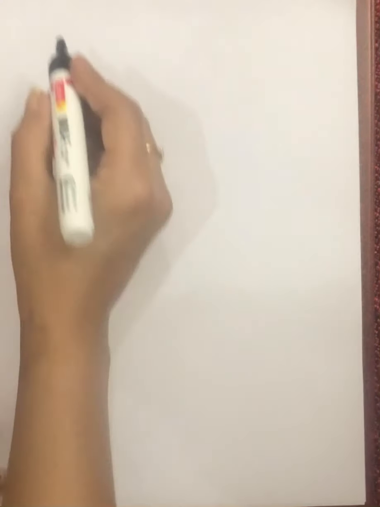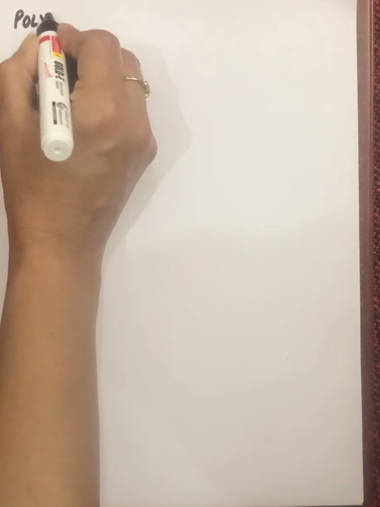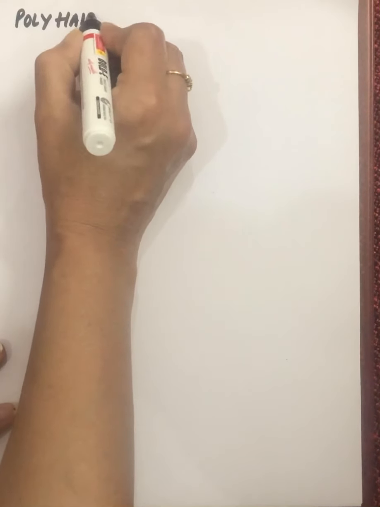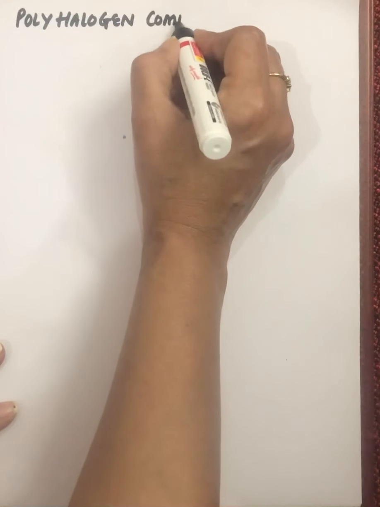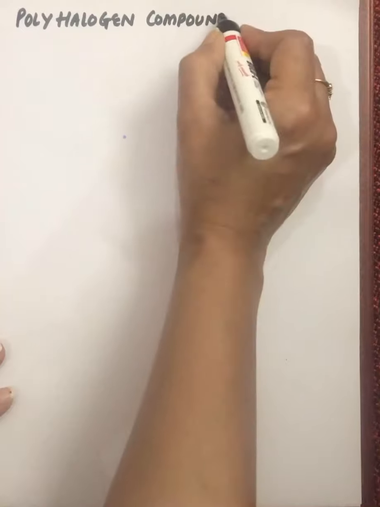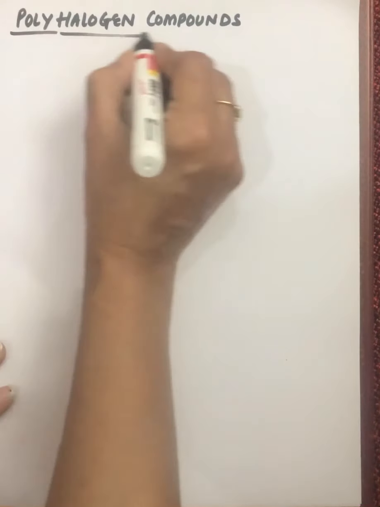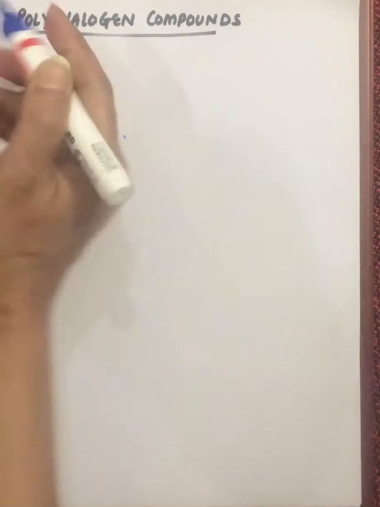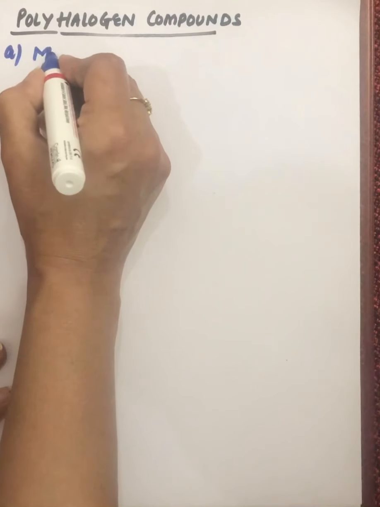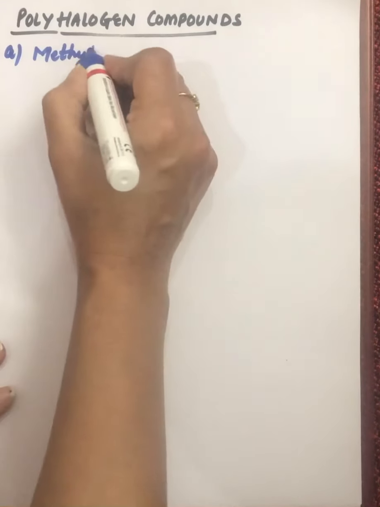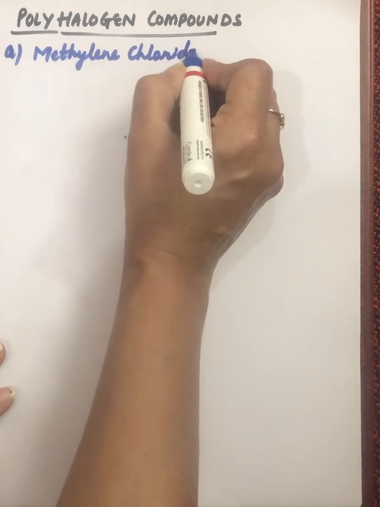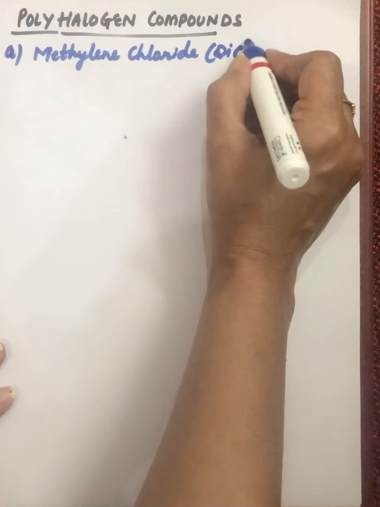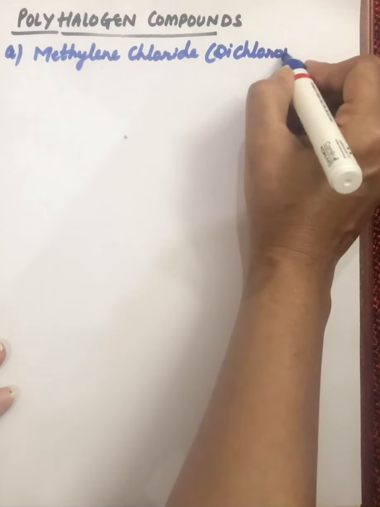Our next topic in haloalkanes and haloarenes is polyhalogen compounds. Polyhalogen compounds means compounds which have more than one halogen atom. So the first compound in this is methylene chloride. This is a common name. The IUPAC name is dichloromethane.